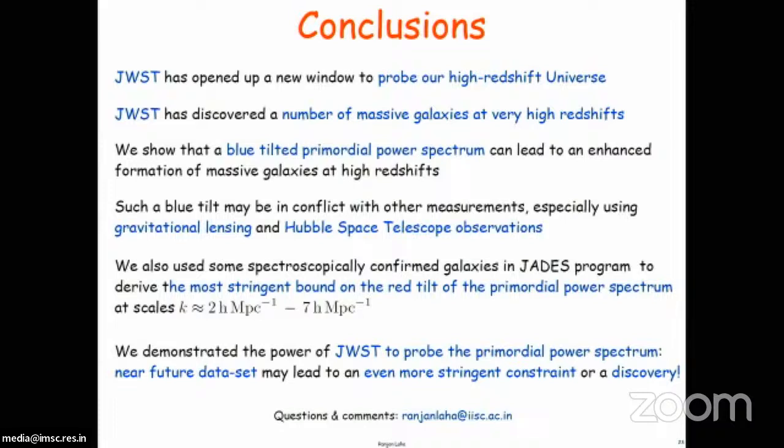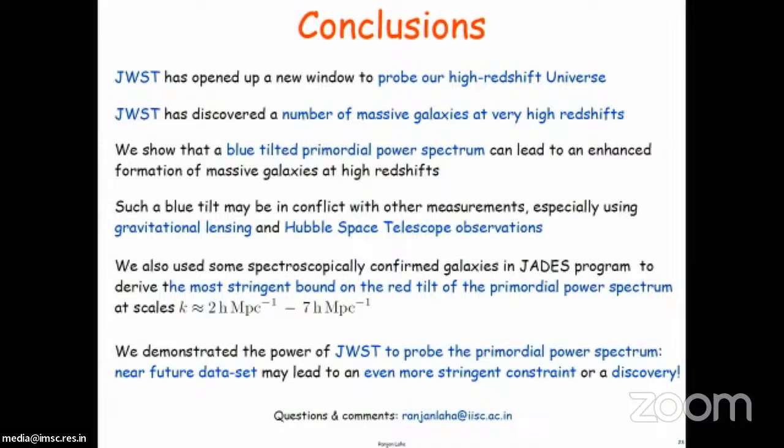So we did two things. One, we showed that if you have a blue tilt, you can plausibly explain these things, but you will be in trouble with gravitational lensing and Hubble Space Telescope observations, using semi-analytical calculations. And then we showed that using some of the spectroscopically confirmed galaxies in the JADES program, we actually get the most stringent bound on the red tilt of the power spectrum in this k range.